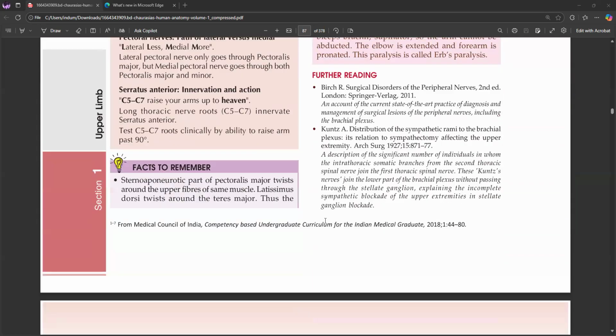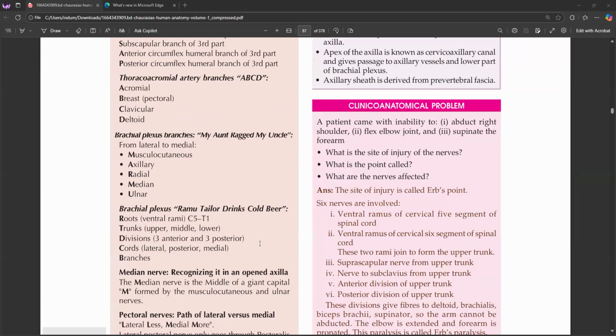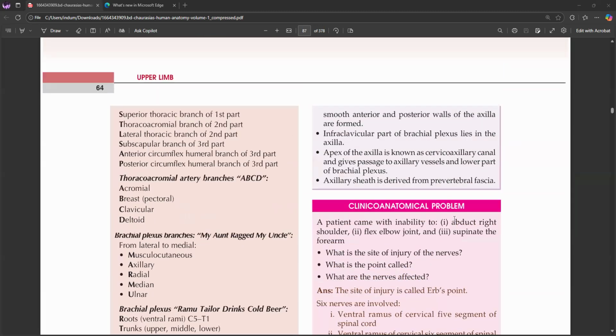Right. Facts to remember. Sternocostal part of pectoralis major twists around the upper fibers of the same muscle. Latissimus dorsi twists around the teres major. Thus, the smooth anterior and posterior walls of the axilla are formed. Infraclavicular part of brachial plexus lies in the axilla. Apex of the axilla is also known as cervicoaxillary canal and gives passage to axillary vessels and lower part of brachial plexus. Axillary sheath is derived from prevertebral fascia.